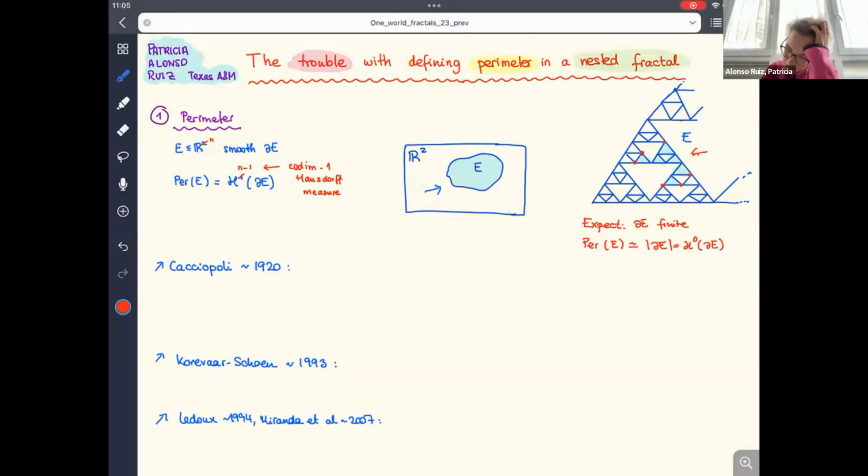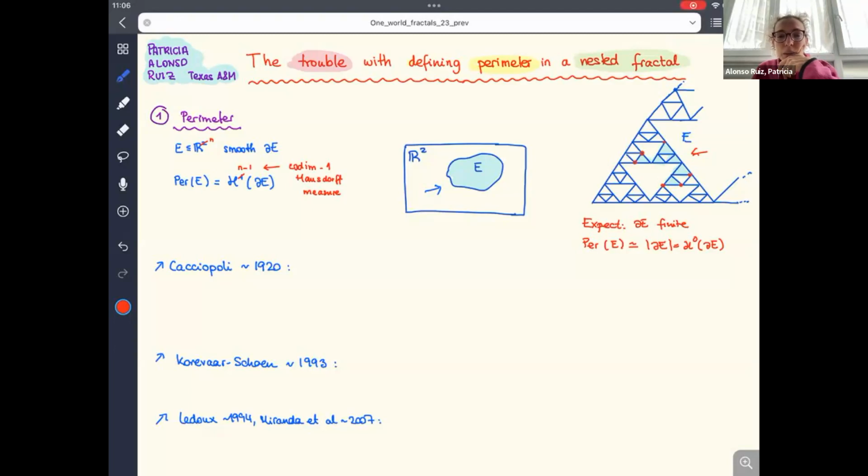And so I'm trying to make sense of how this fits the usual picture of having the codimension one Hausdorff measure, whereas now I'm seeing, I would like to see, the zero Hausdorff measure.